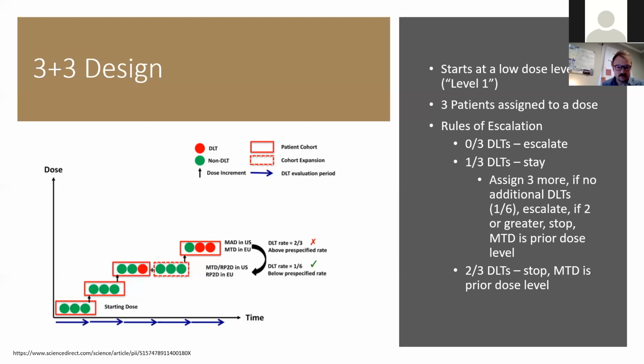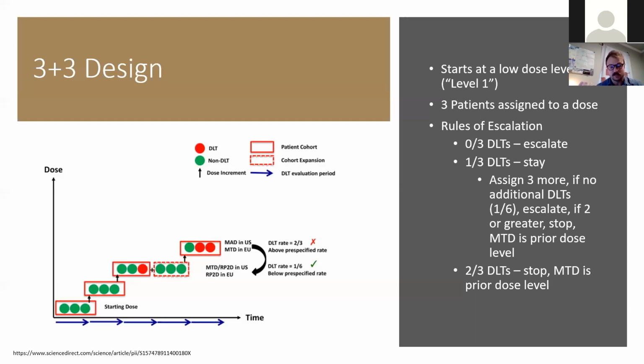So, for example, in this figure, what happened is we enrolled 3 patients at the first dose level, none of which experienced a DLT. So we escalated to the second dosing level. Once again, none of these 3 patients had a DLT as well. So we went to the third level. At this point, in the first cohort of 3, one of them had a DLT, represented by that red circle.